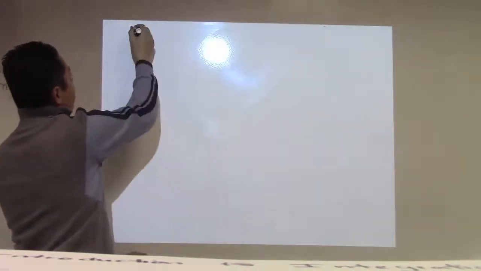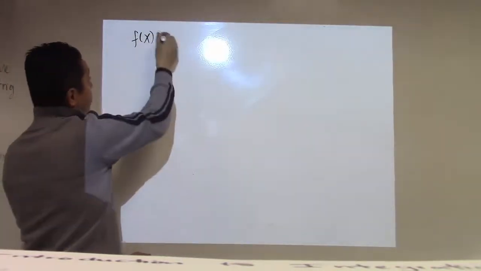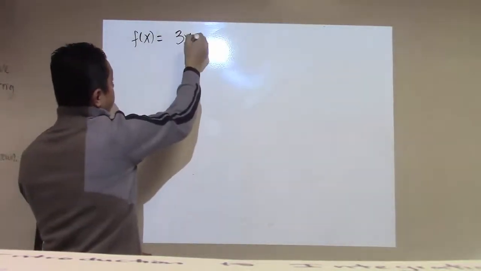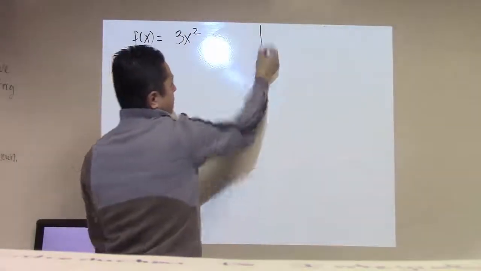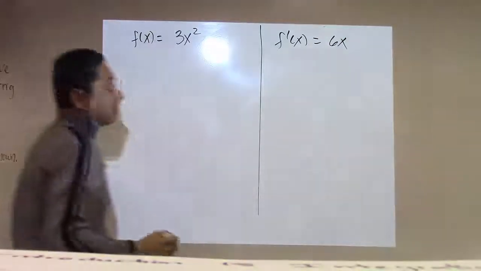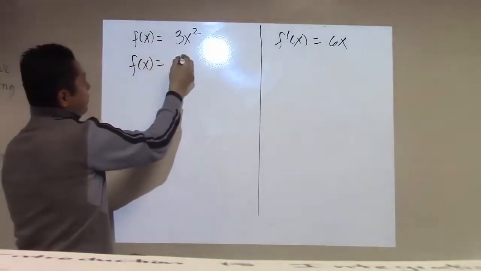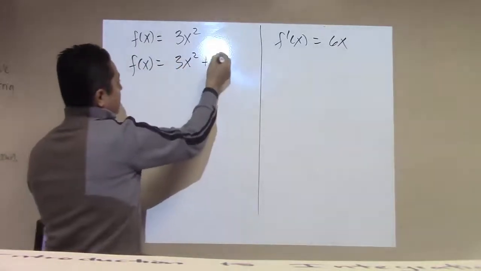Let's say that I have an f of x, original function, I'm going to be going back and forth, equals 3x squared. What is the derivative of this? 6x, right? All right, let me give you another original. F of x equals 3x squared plus 8. What's the derivative?